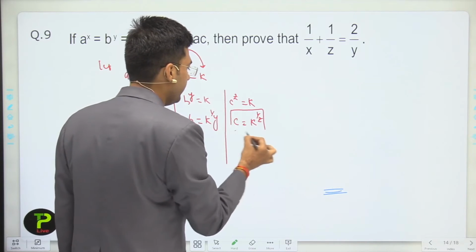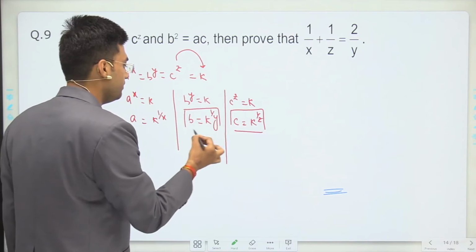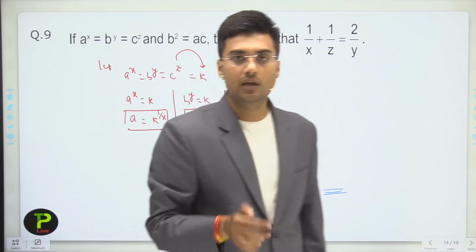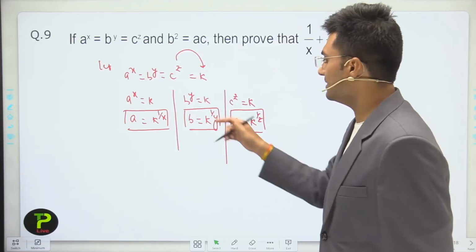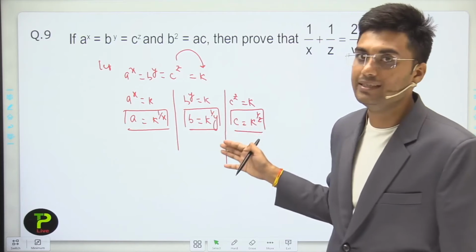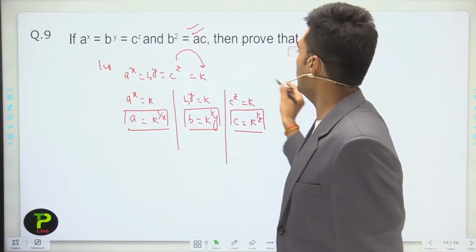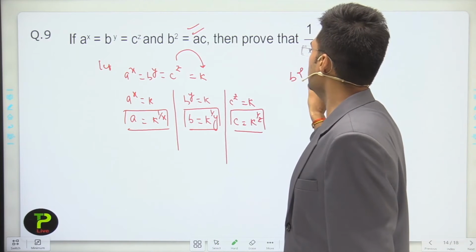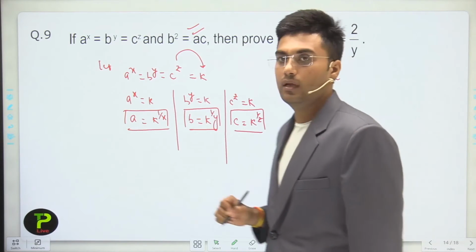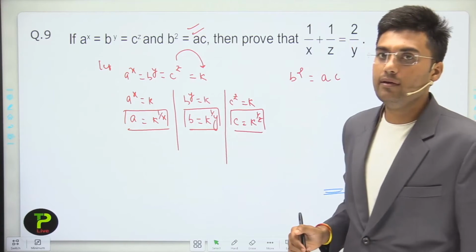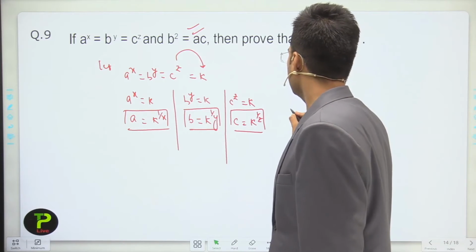Now we have found the values of a, b and c in terms of x, y, z. Now dear students, we have to replace these three values of a, b, c in terms of x, y, z in this expression, which is b square is equal to ac. Okay, now replace the value b is equal to k power 1 upon y in this.